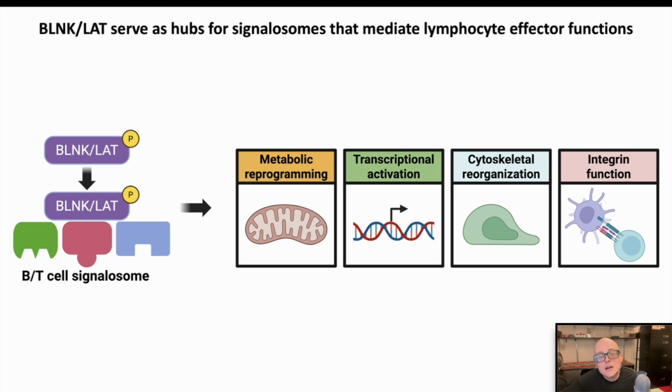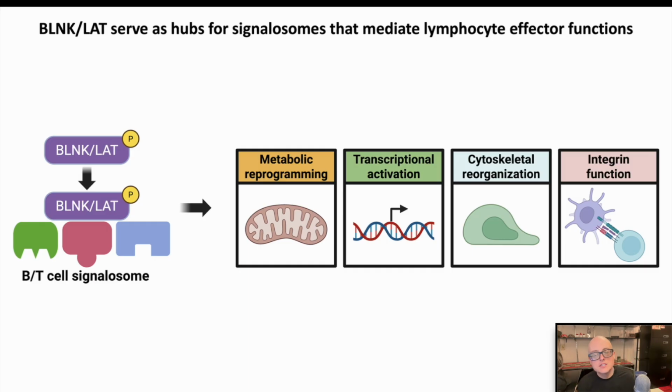And so the signalosome is going to have one major result, which is the enhancement, typically, of B cell or T cell metabolism. Another major outcome is going to be transcriptional activation. By this point, that might not be surprising. We see that a major output of almost all immunological receptors is transcriptional activation.